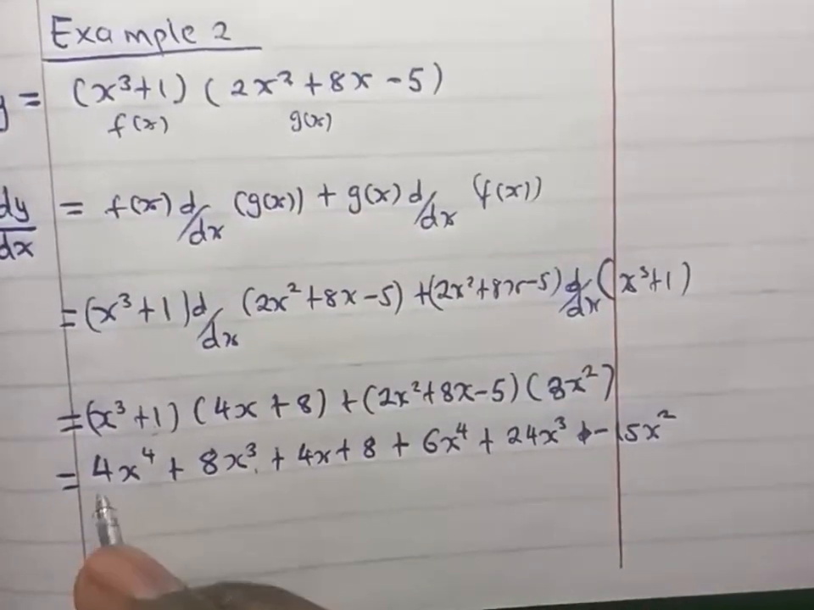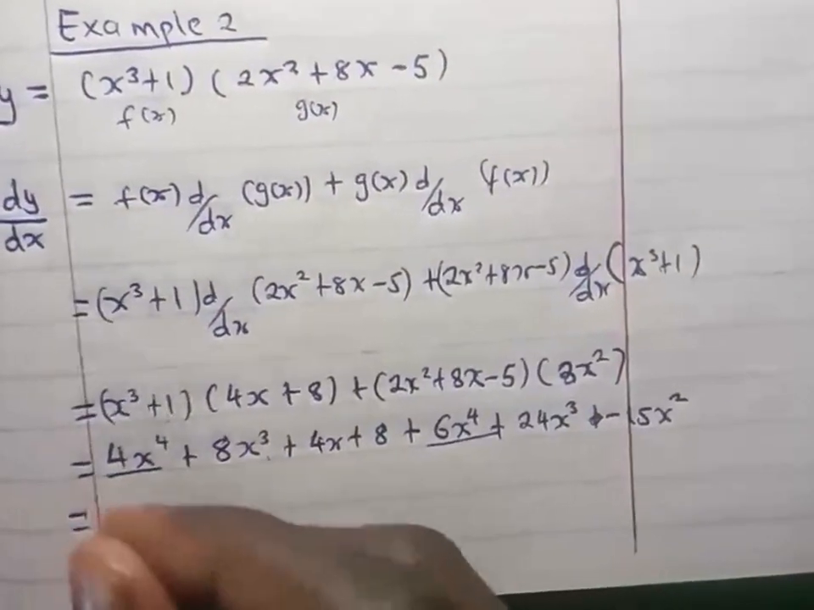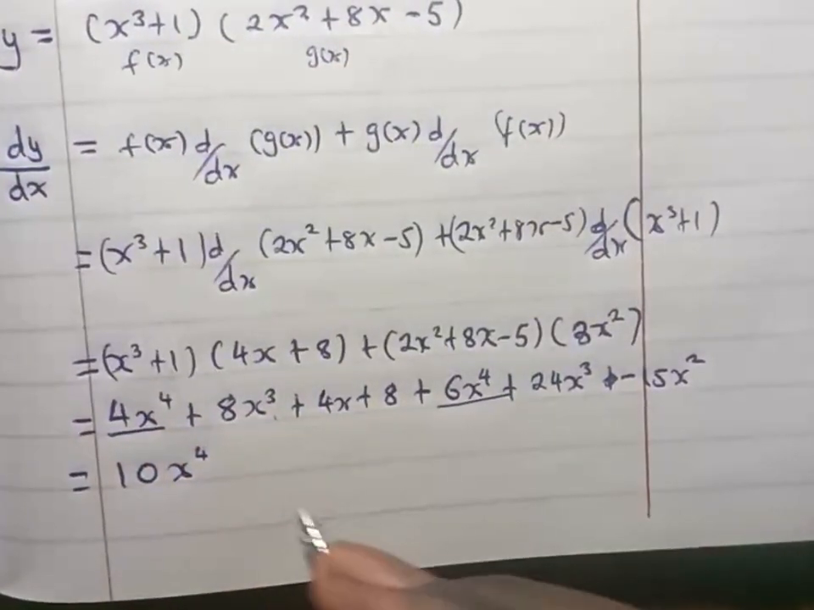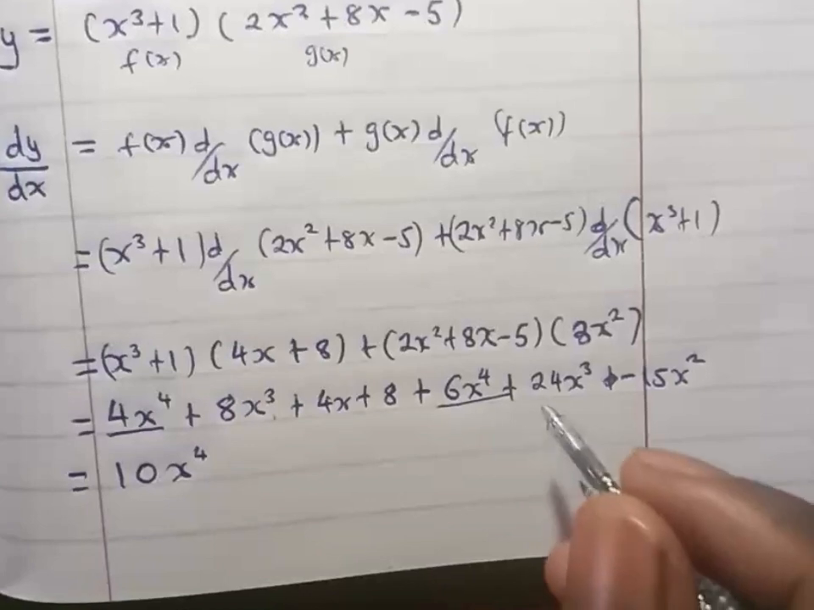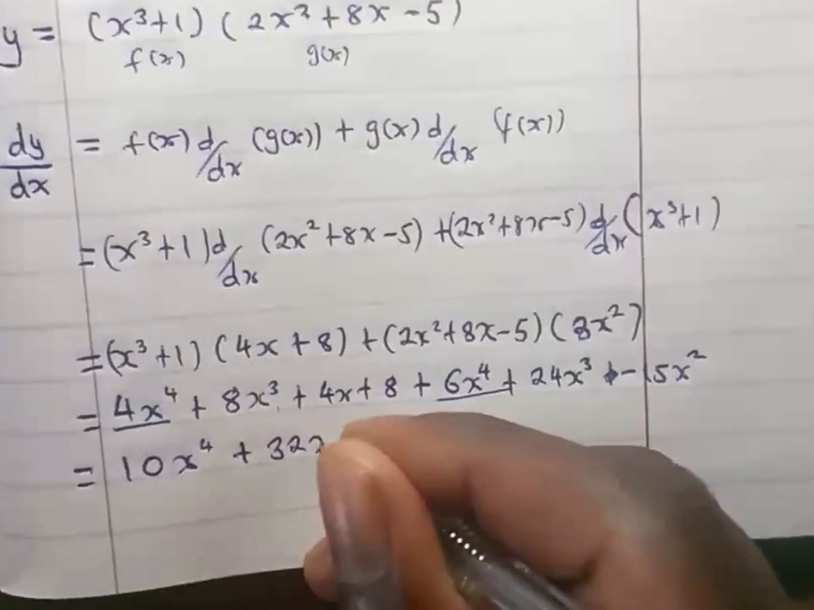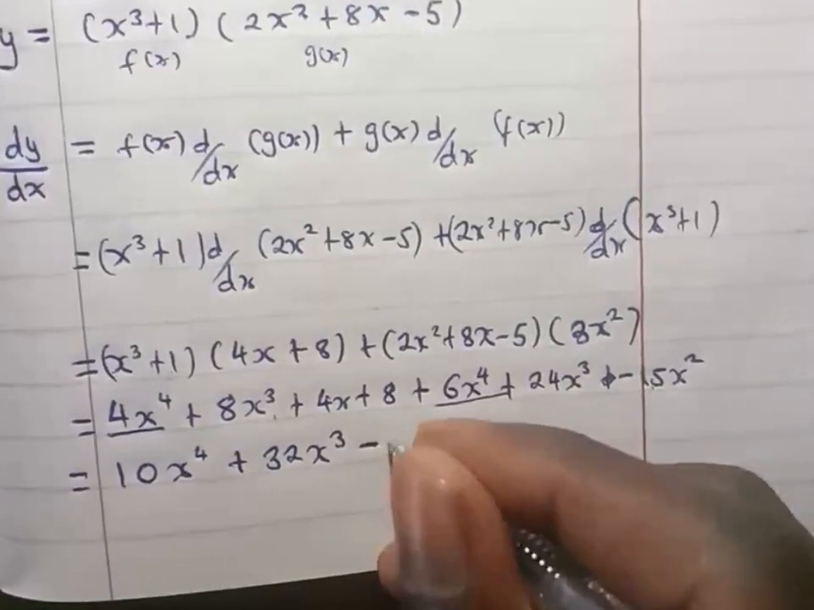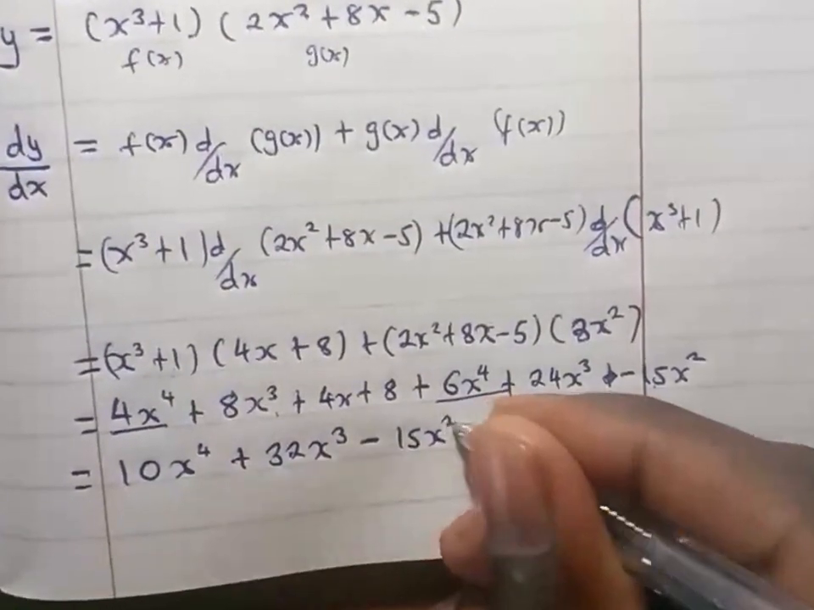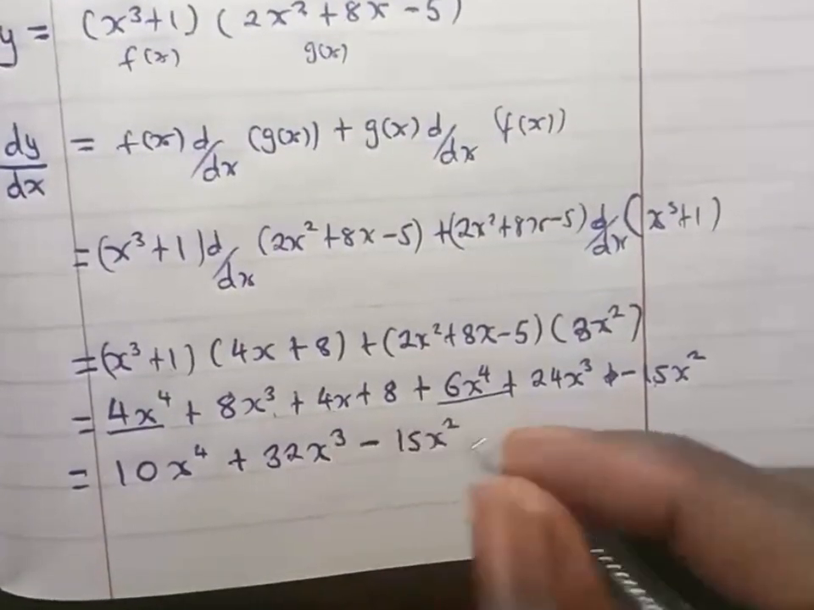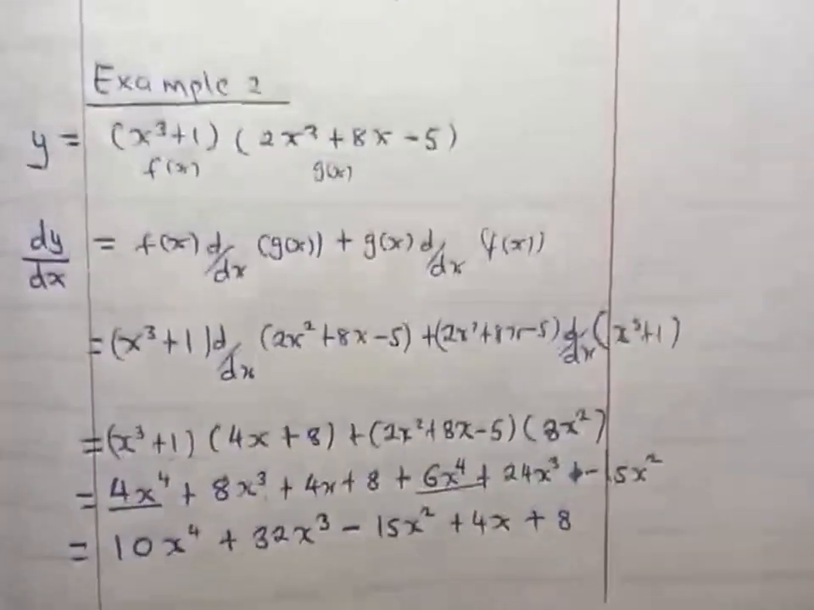So to collect the like terms, we are going to take 4x to the power 4, we add it to 6x to the power 4, we are going to get 10x to the power 4. We are going to take 8x cubed, we add it to 24x cubed to get 32x cubed. Minus 15x squared is solo. The next one is going to be plus 4x plus 8. That's it for the video.